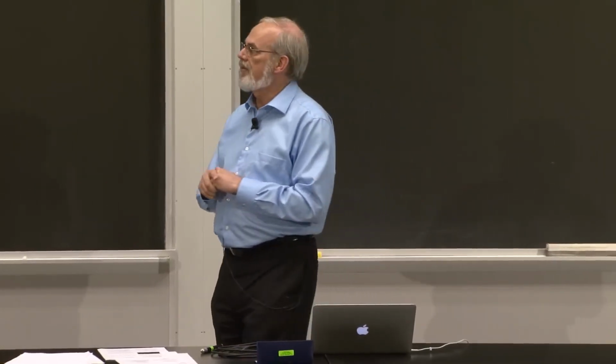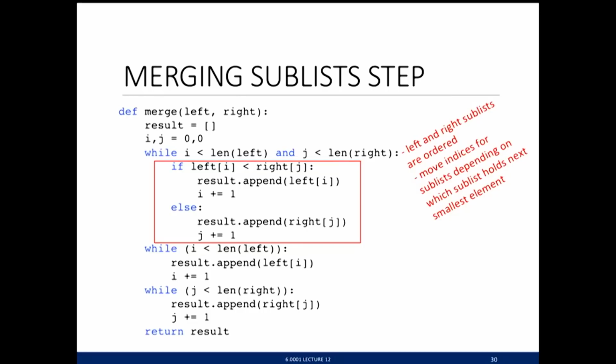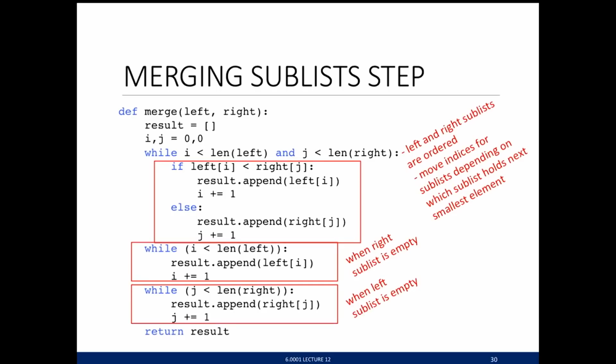Complexity we can already begin to see here, right? This says the left and right sublists are ordered, so I'm just moving the indices depending on which one holds the smaller element. And when I get done, I'm just returning the rest of the list.